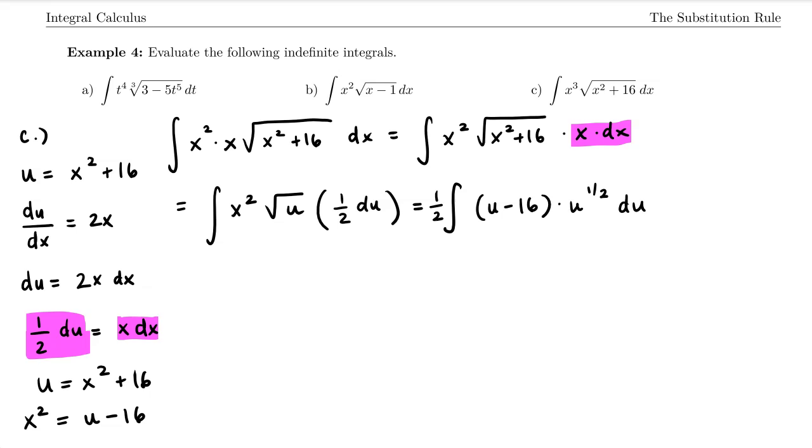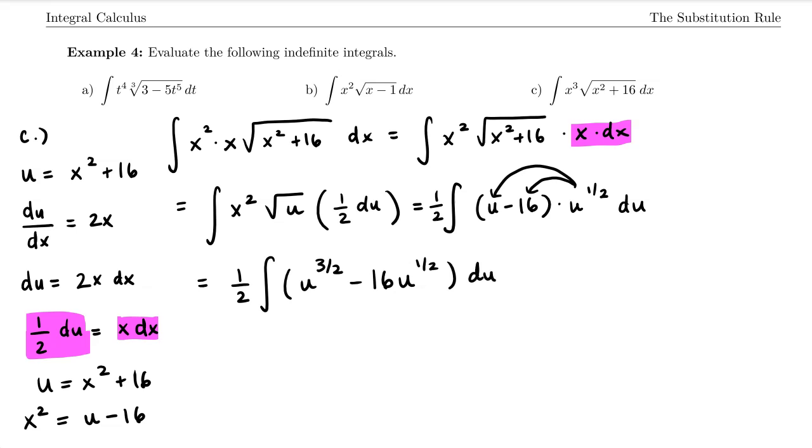So just like last time now, I'm going to take this u to the 1/2 and I'm going to distribute it into my parentheses. And if we do that, we get 1/2 times the integral of u to the 1/2 plus 1 is 3/2, and then minus 16 u to the 1/2 power du. And on each of these terms, we can use the power rule.